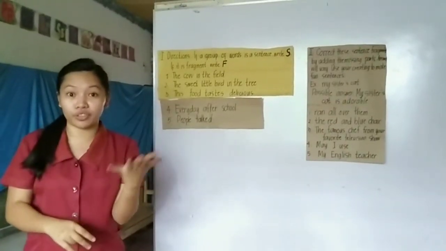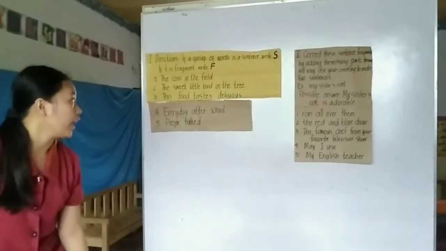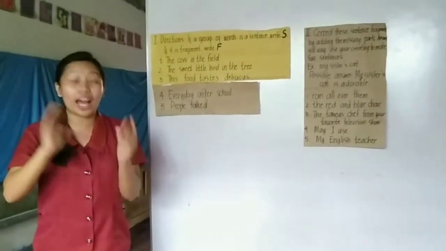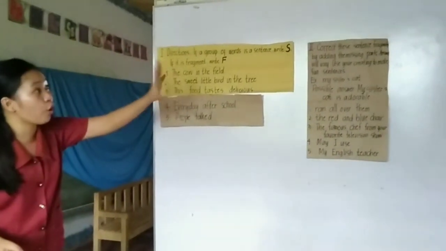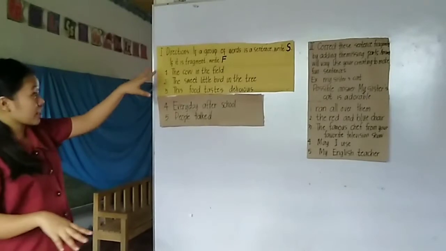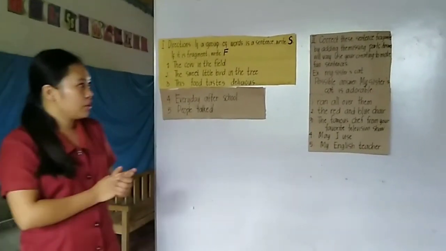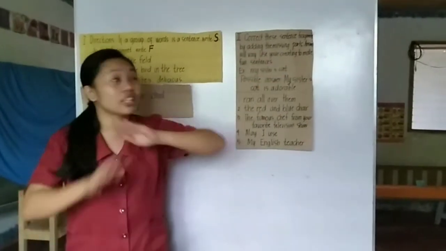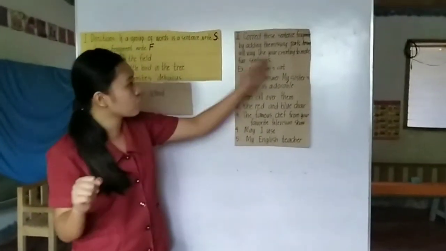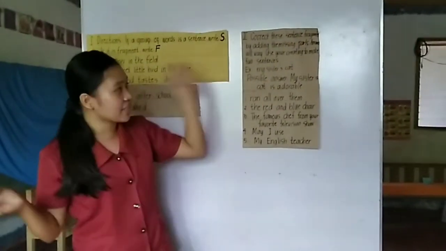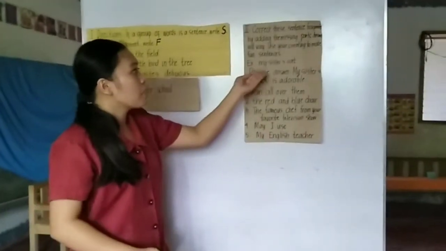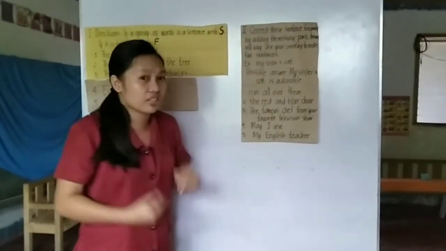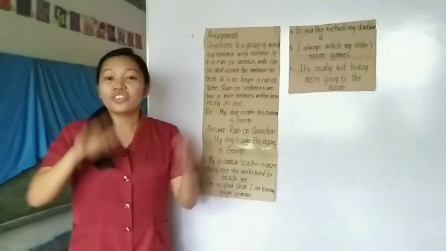Now, let us proceed to our activity. Prepare your notebook or activity notebook. And, okay, copy and answer. I will give you 5 minutes to answer two activities. So, first direction is, if a group of words is a sentence, write S. If it is a fragment, write F. Okay, it's only one. And, part two, directions. Correct these sentence fragments by adding the missing parts. Answers will vary. And you should use your thinking skills to make fun sentences. So for example, in this part two, my sister's cat. So a possible answer would be, my sister's cat is adorable. My sister's cat is cute. Answer it right now.